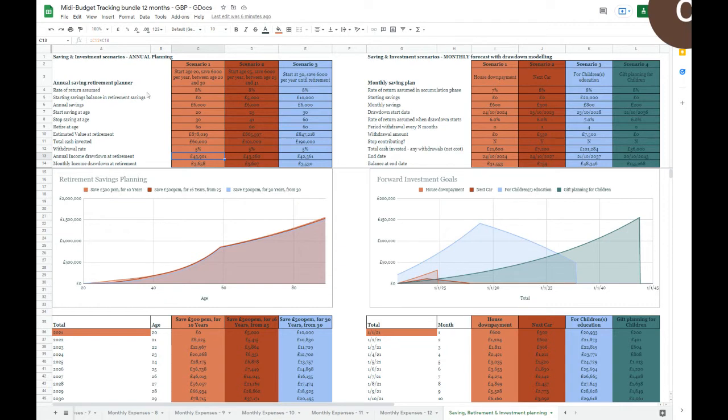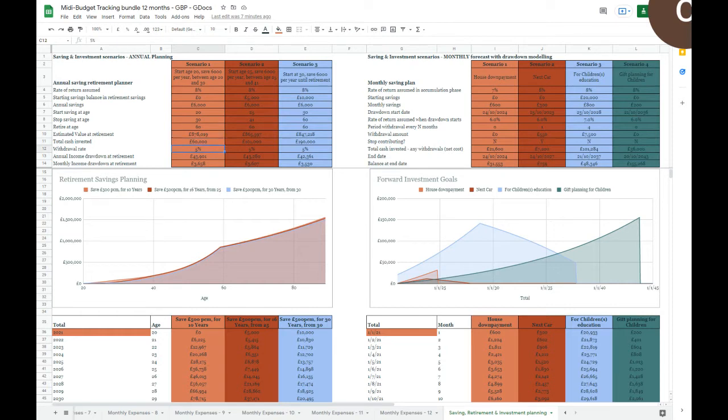But for now, the key here is 6,000 going in with a starting balance of 0, starting at the age of 20, stopping saving in this case of scenario 1 at the age of 30 and retiring at 60. This gives you an estimated value at retirement of 878,000, when in this scenario only 60,000 was invested.